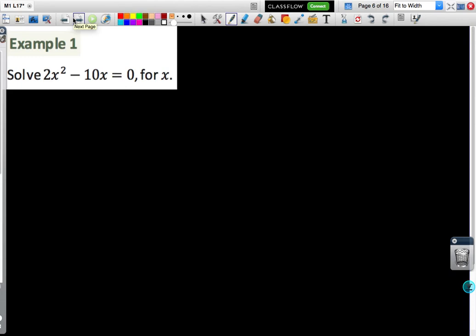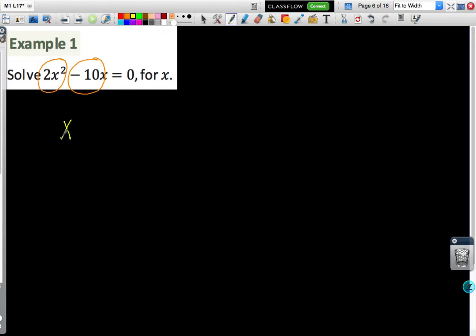Let's look at example 1. So if you can tell already, this is the same directions, except this time this doesn't look like it's in factored form. And the fact that there are no parentheses should be a huge indicator that this is not factored. So since this is not factored, we have to factor it. Okay? So take a look at both of your terms here. You've got 2x squared and -10x. Think about what's common between those two terms. You may be able to quickly realize that they both have an x.